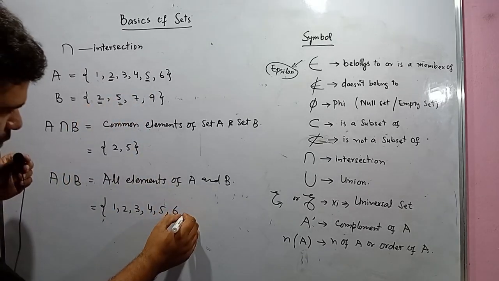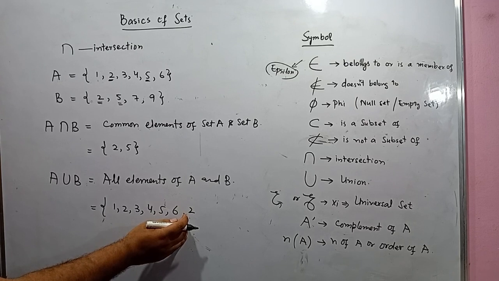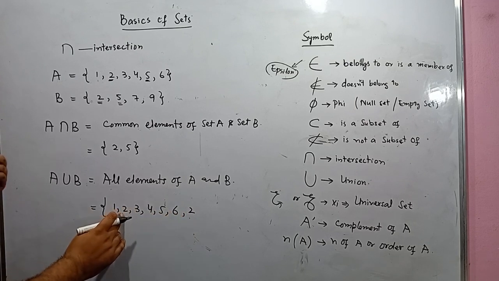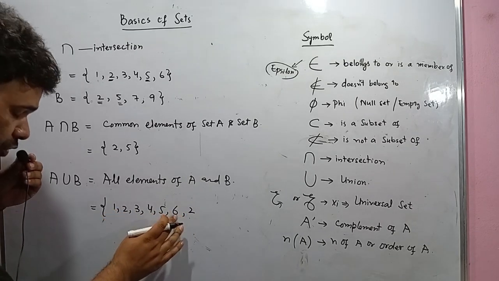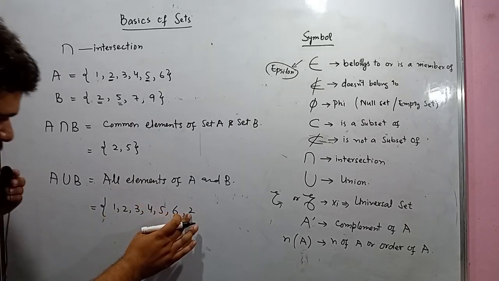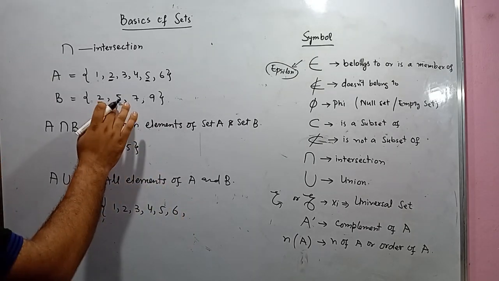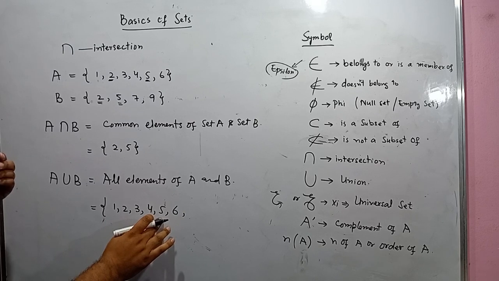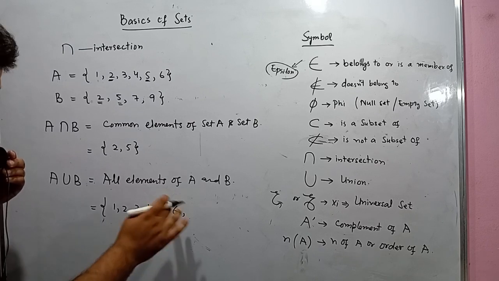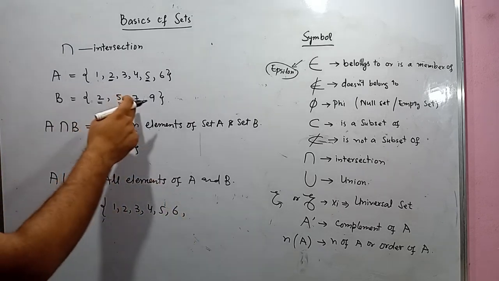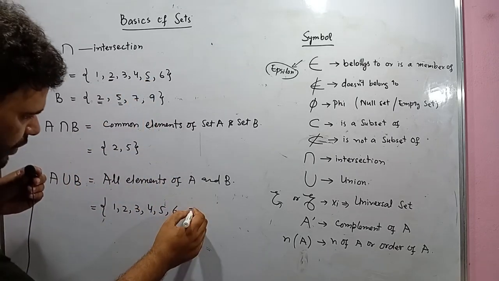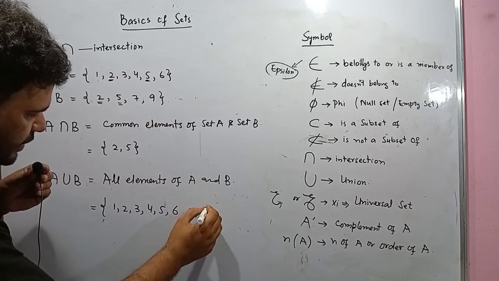2. If I write 2 here, it is not correct because 2 is already here. So we should not repeat the element in the set. So I cannot write the 2. Then 5. 5 is already written here, so I cannot repeat 5. If I repeat the 5, that's incorrect. Now after 6, it is 7. 7 is not there and 9 is not there.